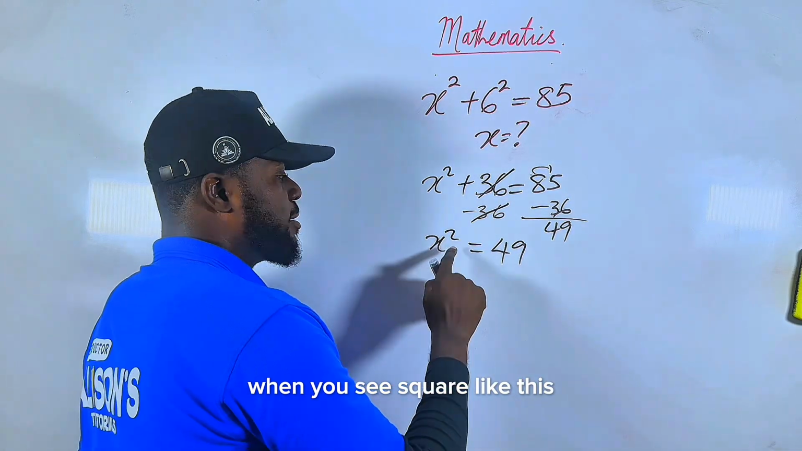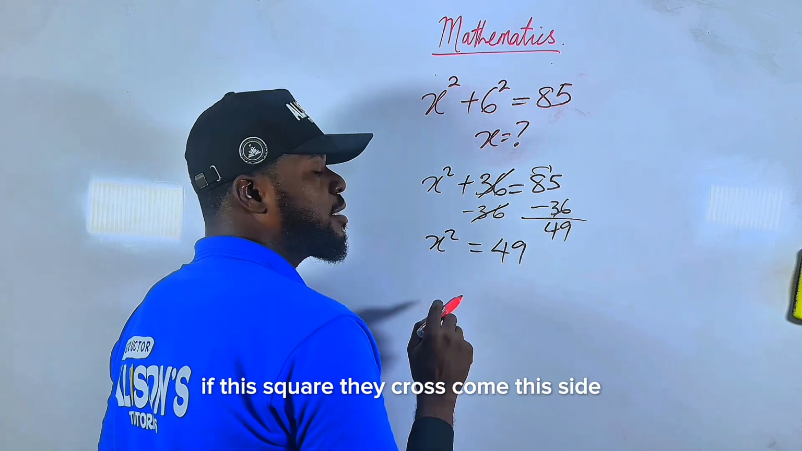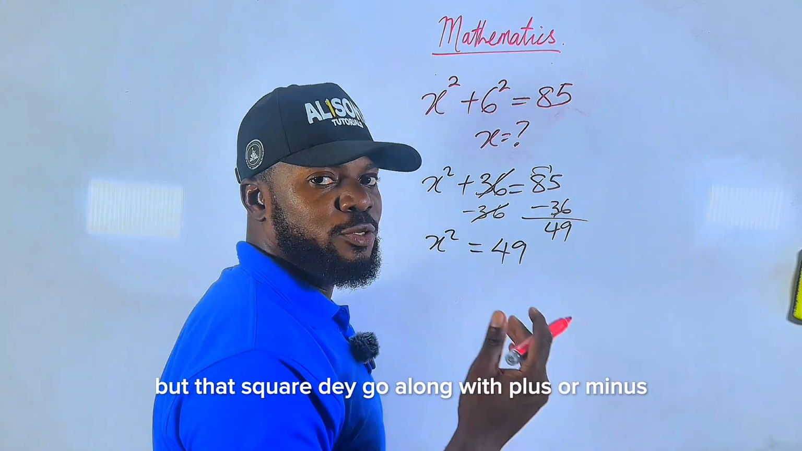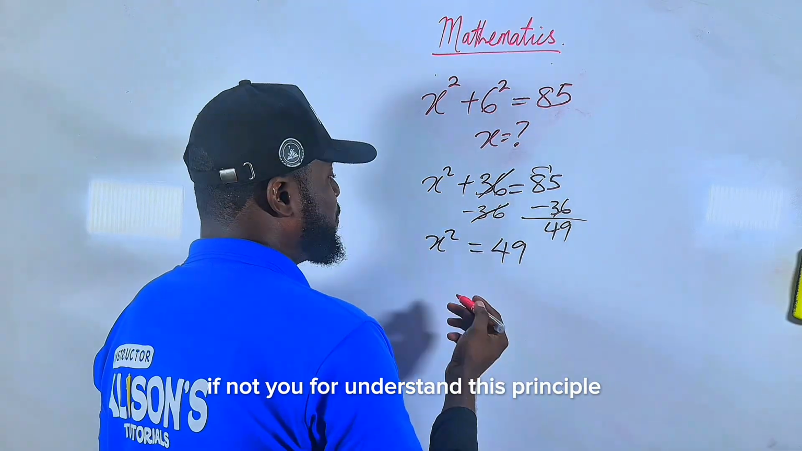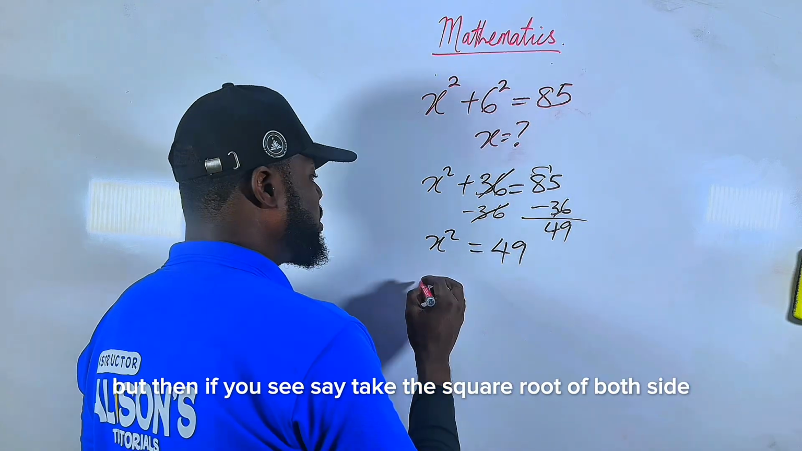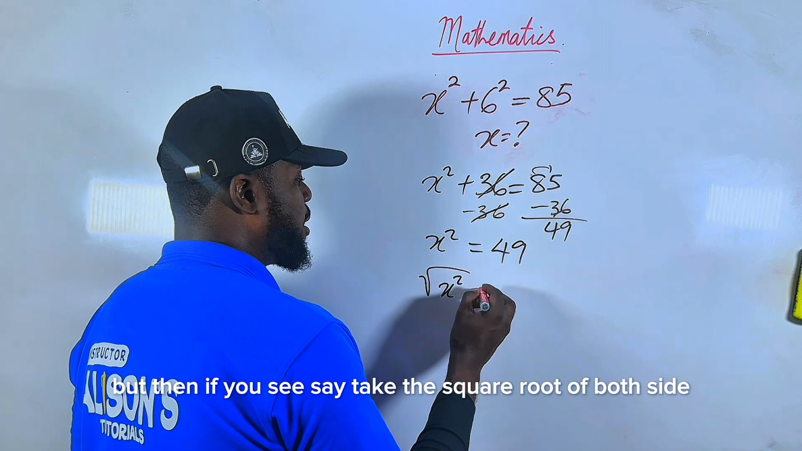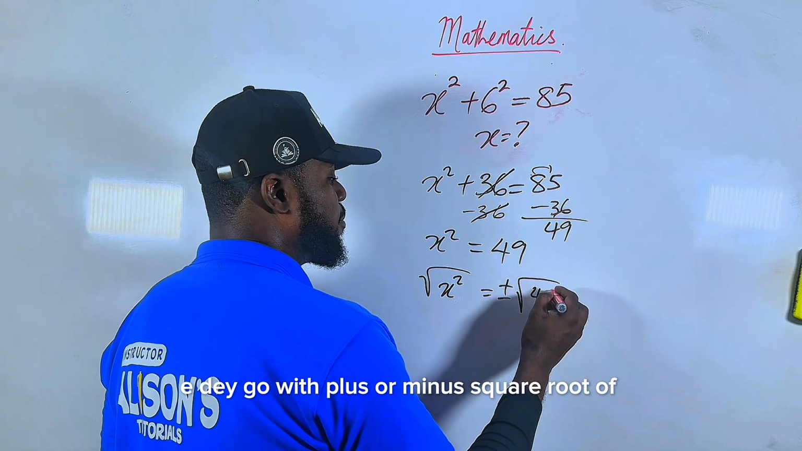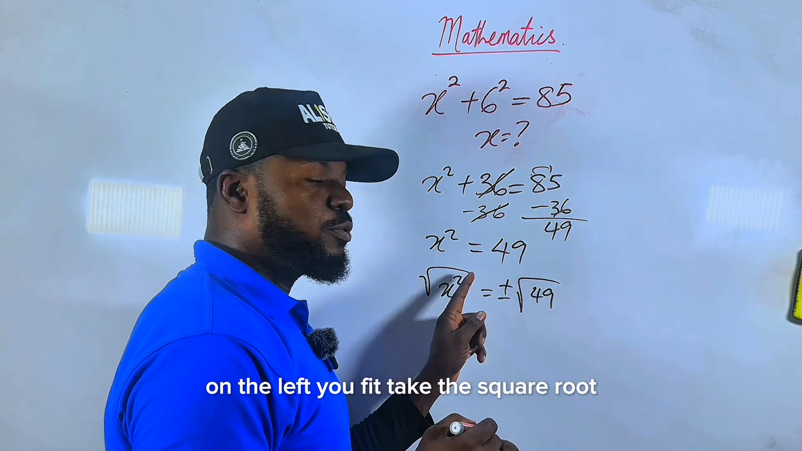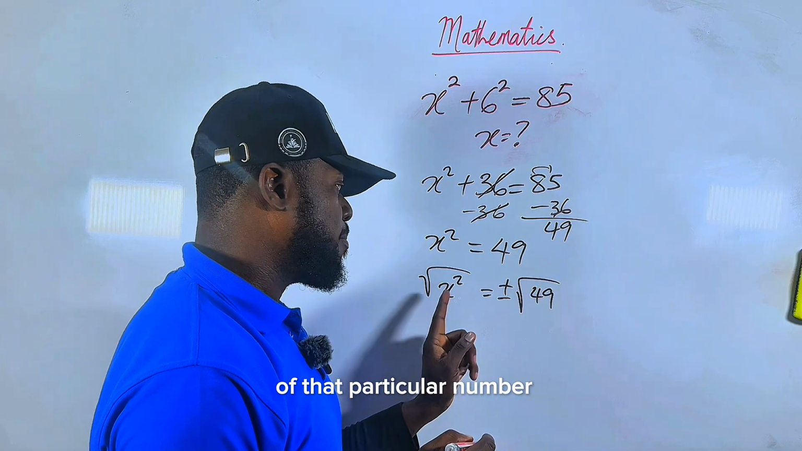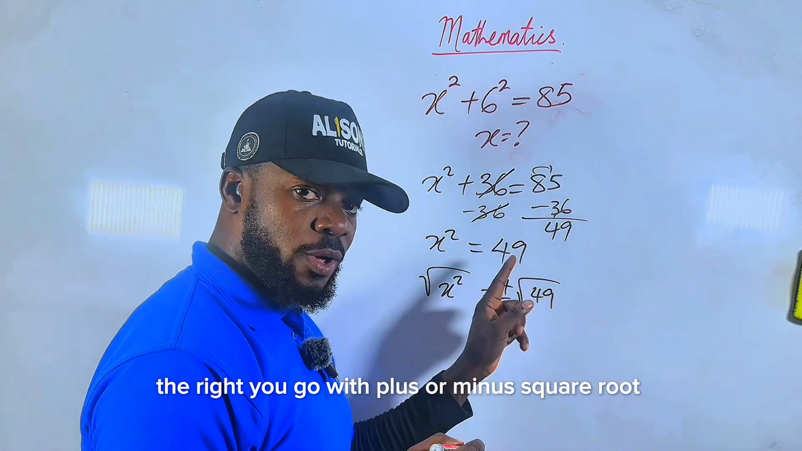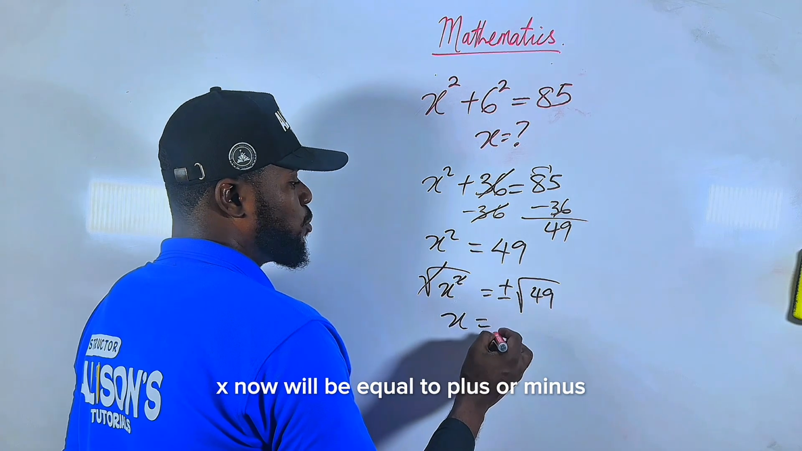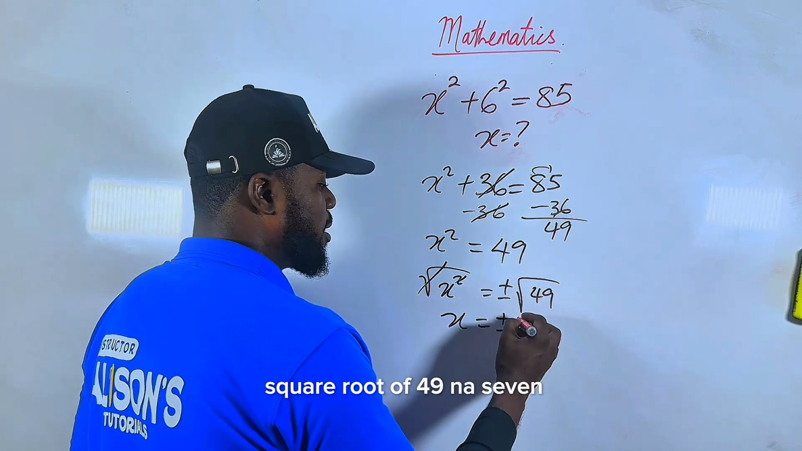When you see a square like this, if the square crosses to this side, you change it to a square root. That square root will go along with plus or minus. You know, you understand the quadratic equation principle. If you take the square root of both sides, the right side will go with plus or minus the square root. So this one and this one will cancel. x will be equal to plus or minus the square root of 49, which is 7.